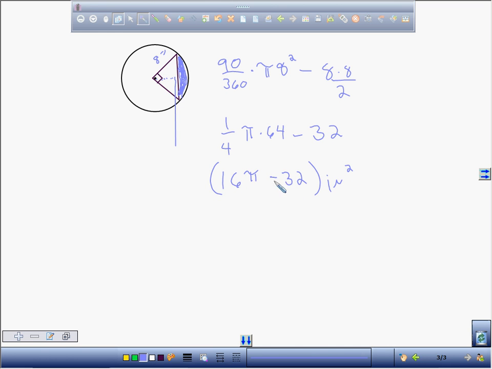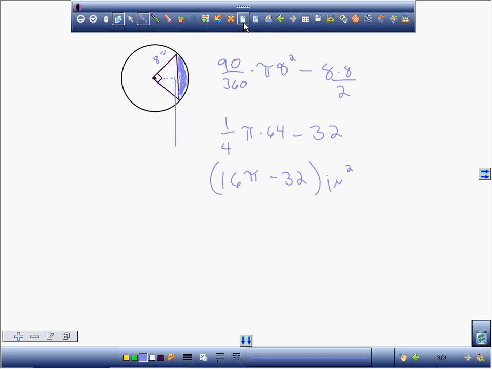Okay? Now, if they ask you for rounded off to the nearest tenth, then you plug it into your calculator and round it up. Easy so far? Okay. Then we have the next thing. And then I have two more examples. And then we'll be ready to roll.